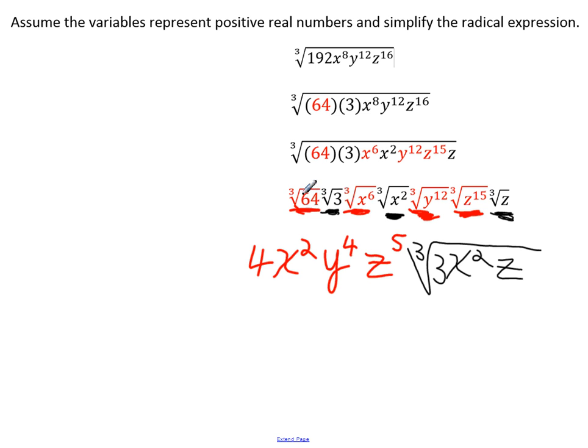And here we have everything. So we have the cube root of 64, 4. The cube root of x to the 6, x squared. The cube root of y to the 12th, y to the 4th, and the cube root of z to the 15th, z to the 5th. And then everything else, all the stuff in black, the 3, the x squared, and the z, all of that goes underneath the radical. And that's how we're going to simplify cube roots.